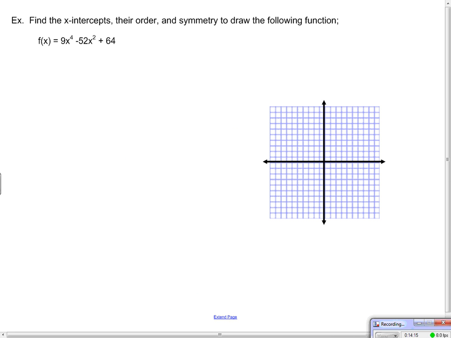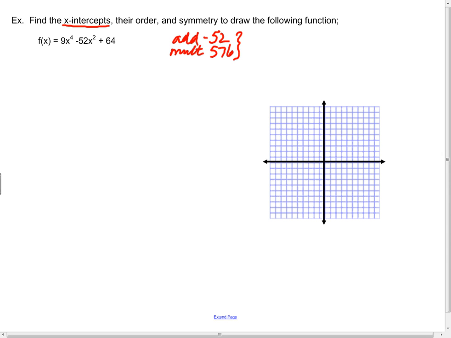For our next example, we're going to look at 9x to the 4th minus 52x squared plus 64. So first thing we were asked to do is to find the x-intercepts, and that always helps us to graph it clearly. So I am going to factor this thing. It's a little ugly, so I am going to decompose this thing. I need two numbers that add to minus 52 and multiply to 9 times 64, which is 576.